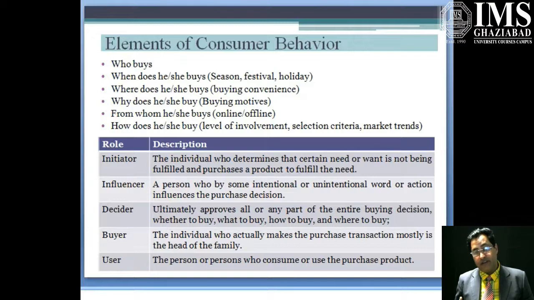So the influencer again could be anyone. Even in this case, I could be the influencer who told my father the benefits and the features of video calling, and told him that there is a need for my mother. Decider: the person who finally decides where to buy, what to buy, and how to buy.